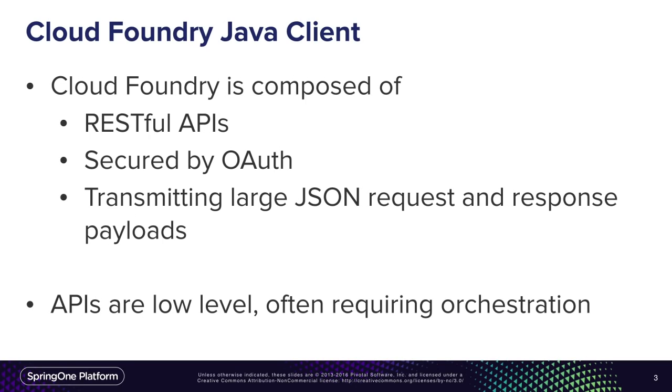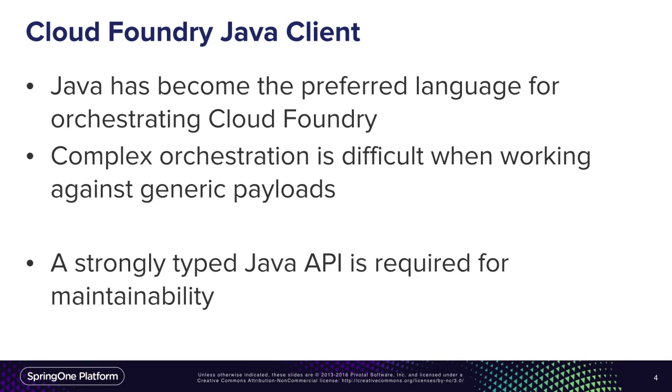The APIs themselves, though, are very, very low level, super primitive. If you think of what you've seen on stage about Cloud Foundry doing a CF push, Paul especially can tell you, CF push is actually like a dozen different REST calls and some waiting around and polling to find out when things are finished. It's really, really complicated to do. But even in the face of all of this, Java has become the preferred language for orchestrating Cloud Foundry.